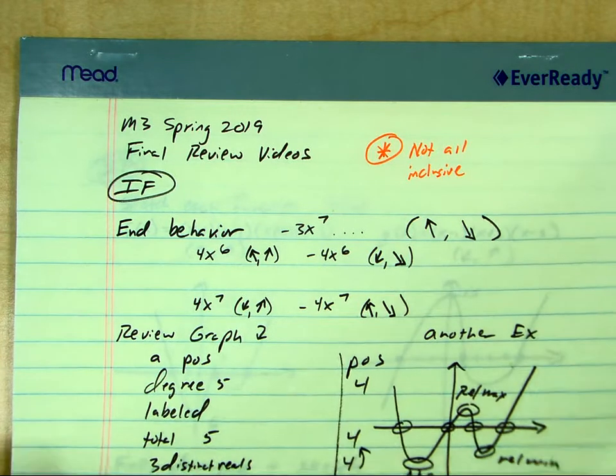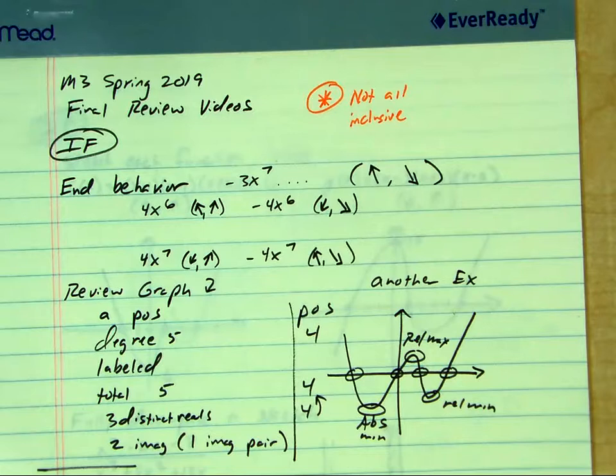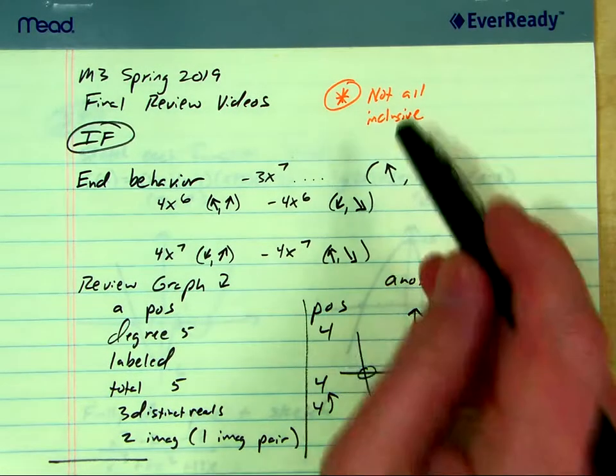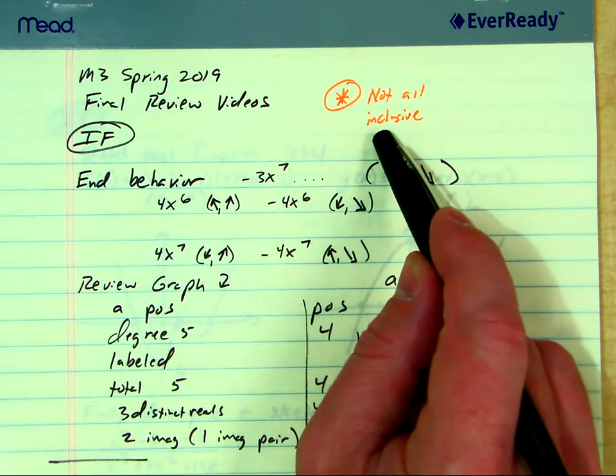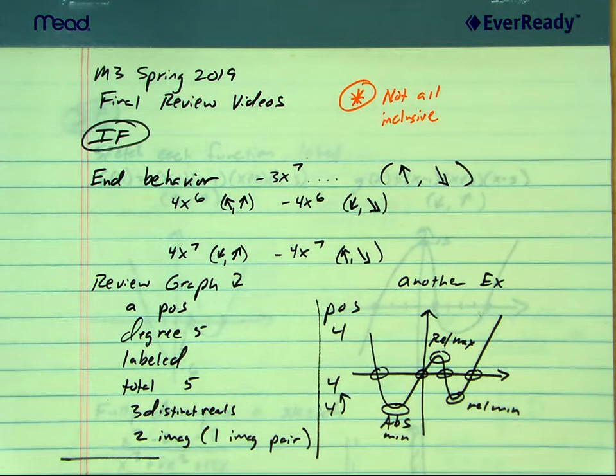Alright, here's video number 6. We're getting on to the next page in IF for the final review for spring 2019. Remember, this list of concepts is not all-inclusive. You are responsible for studying everything we've learned and more this entire year.